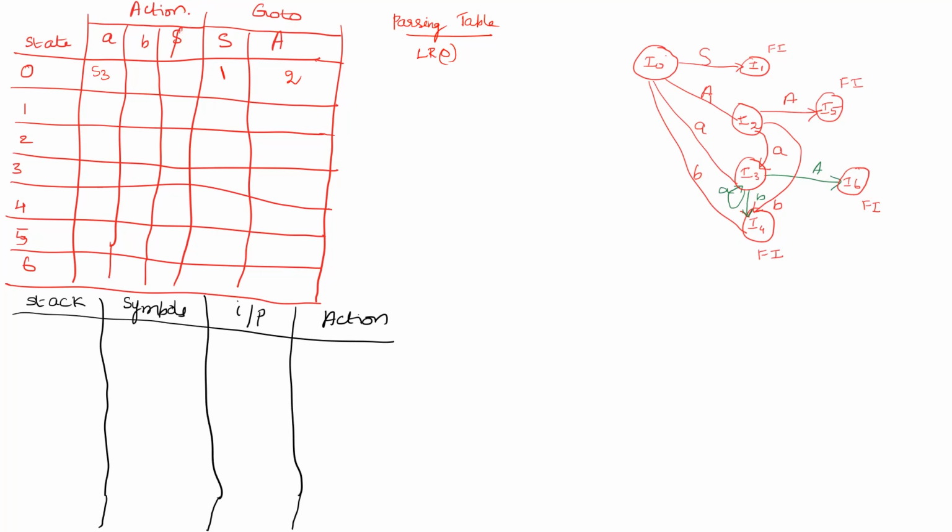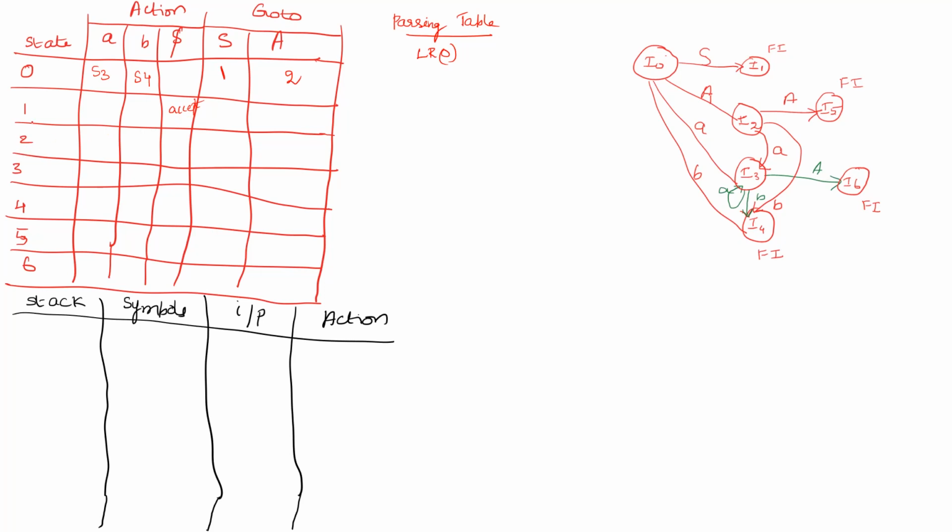So for terminals you have to write shift, and whenever there is a reduction, that has to be written in the reduce entries. A reduction happens whenever there is a final item. And always state 1 on dollar is accept. Similarly, I0 on small b, the transition is 4, so we write that as S4. Always 1 on dollar is accept, so write accept.